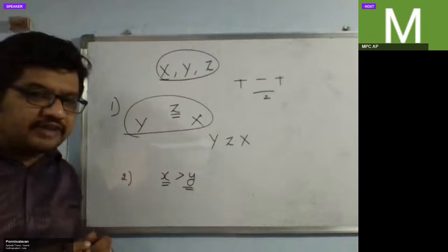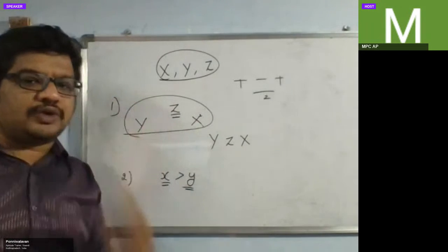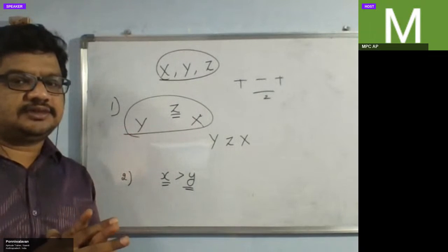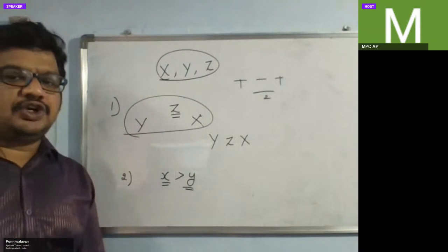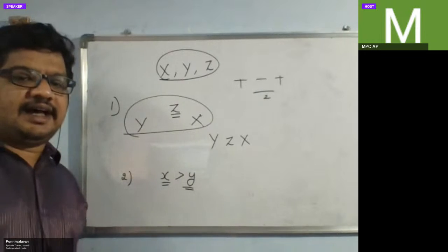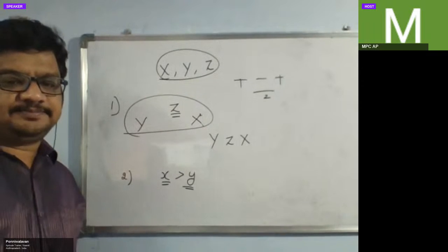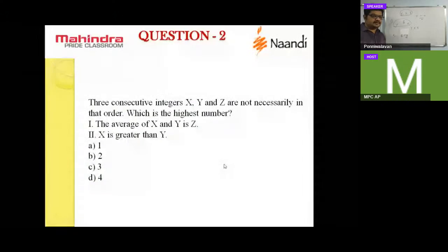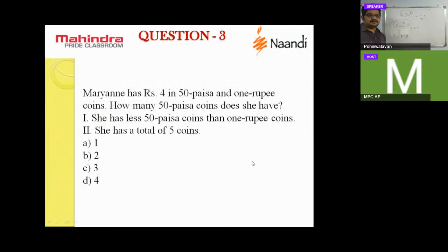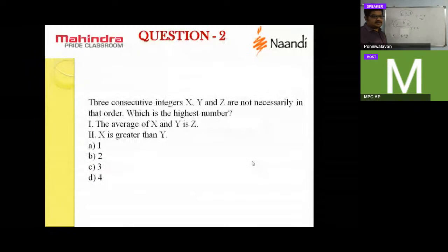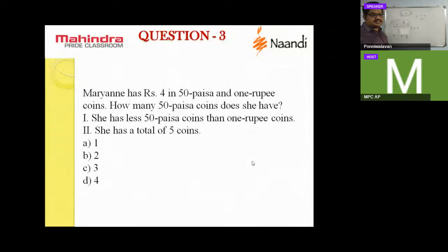So how are you finding? Either 1 or 2 or both 1 and 2? Both 1 and 2. Both 1 and 2 means what is the answer? 3. Mark 3. 3 is the answer. Both 1 and 2, mark 3. Yes. Make it fast.